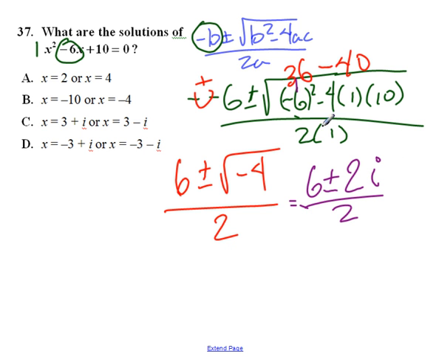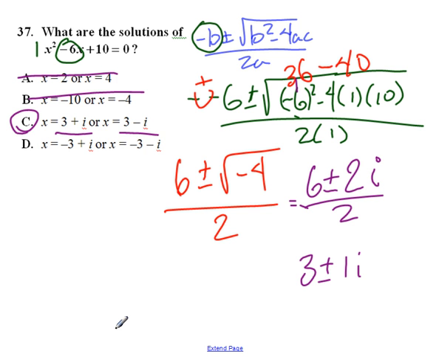And because of this i, that's why we can't just factor it like you might want to, and that's why these ones have got to be wrong. And lastly here, since both of these things are divisible by 2, we cut them both in half and we get 3 plus or minus 1i, or just i by itself. And that leaves us with positive 3 and positive 3 here, not the negative.